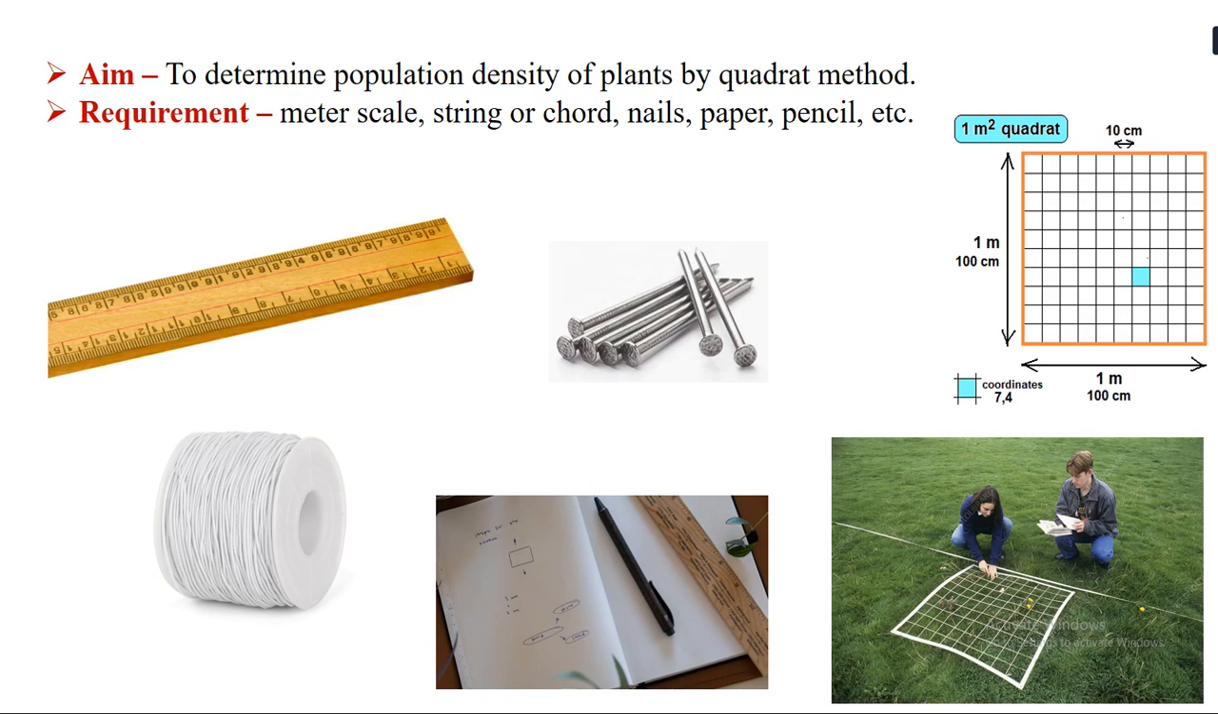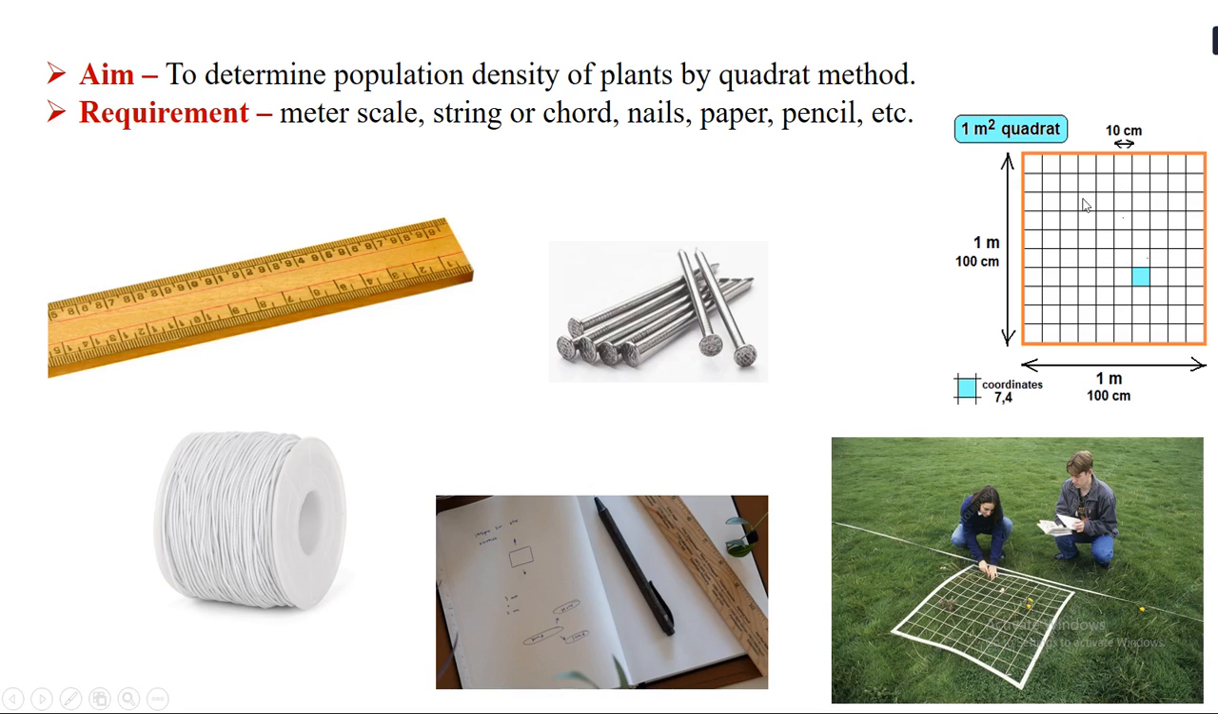Now students, when you speak about population density, it is defined as the number of individuals of any particular species in any unit area. And when we are studying about the population density of plants, that means the numerical strength of a particular plant species in any unit area. And to determine this population density of that particular plant species, we are using this quadrat method.